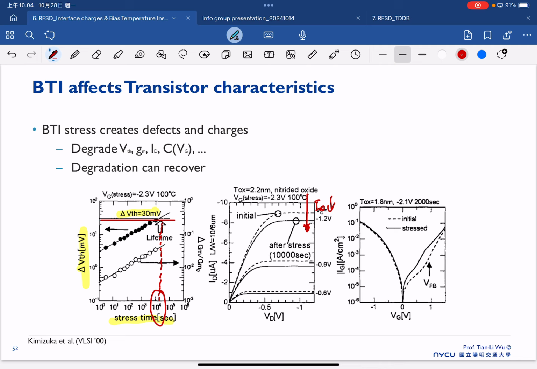And also after stress, we can see the Tian-Li curve. That's very often seen, no matter whether the device is fabricated in the university or is a commercial device. Even the most advanced FinFET always suffers from these BTI issues.